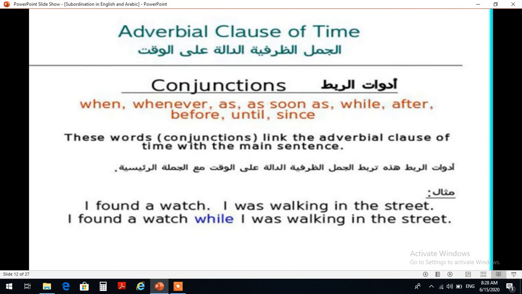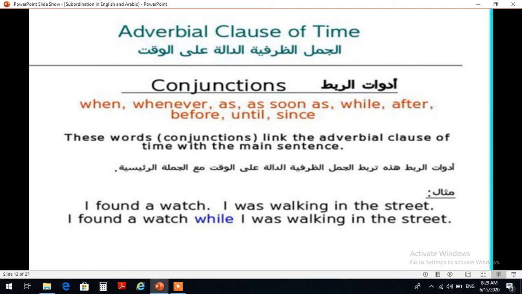Now, we will have some more details about each one of these adverbial clauses of subordination. The first type is the adverbial clause of time, الجمل الظرفية الدالة على الوقت. أدوات الربط المستخدمة في الجمل الظرفية الدالة على الوقت تشمل when, whenever, as soon as, while, after, before, until, since. أي أداة تدل على الزمن وتكون طبعا subordinator. في هذه الحالة نستخدمها للدلالة على الجمل الظرفية الدالة على الوقت.